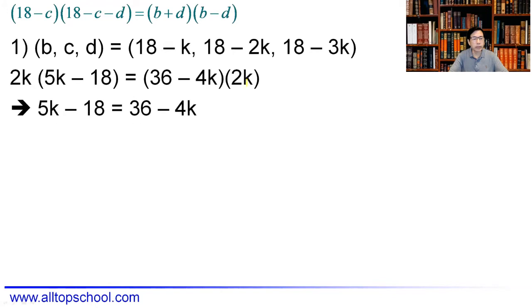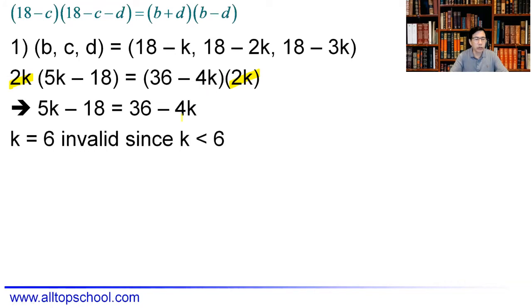So these are gonna be very simple equation solving. We can cancel the value of K because K does not equal 0. We can simply cancel them out. So the leftover will be 5K minus 18 equals 36 minus 4K. So we can solve this linear equation, K equal to 6. But we know K is gonna be greater than or equal to 0, less than 6. But this one, you get K equal to 6. That's not what we want. So this is an invalid case.